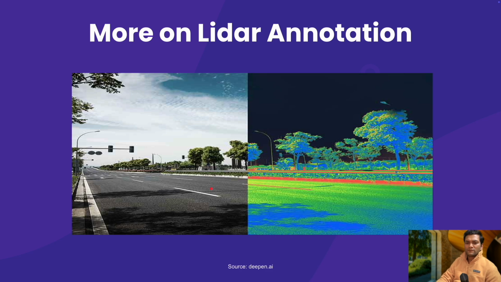Now, if you think of the left image in the previous slide, it is nothing but 2D image annotation, which involves labeling flat images captured by cameras, like drawing boxes around the cars, called bounding boxes, or marking lanes on the road.